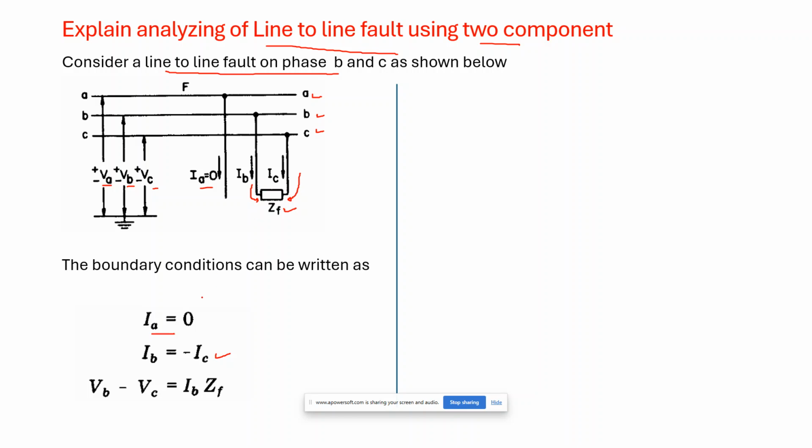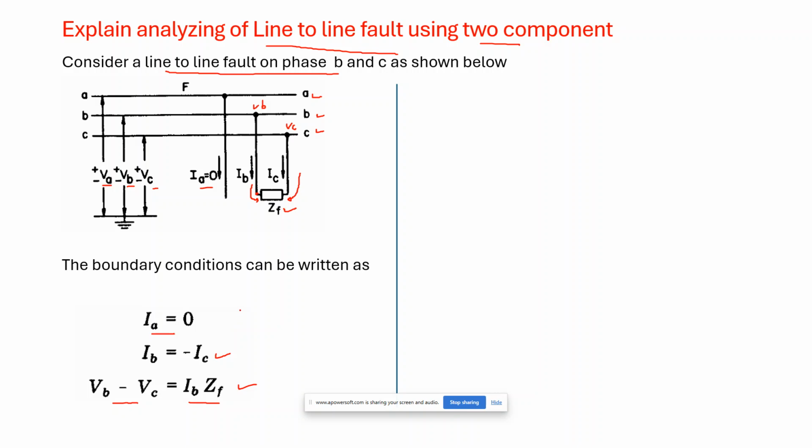And now we can write a third boundary condition: VB minus VC is equal to IB ZF. So here the potential is VB, and here the potential is VC. So the difference in the potential is equal to the voltage drop across the fault impedance. So it is IB into ZF.